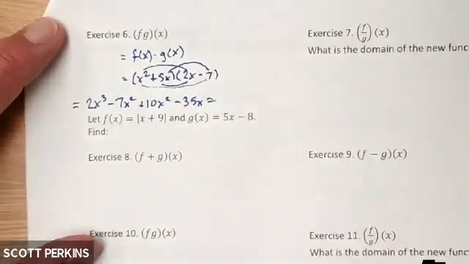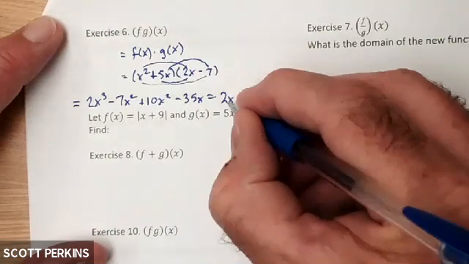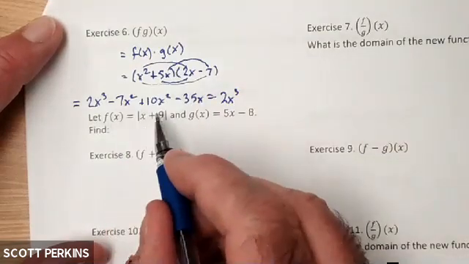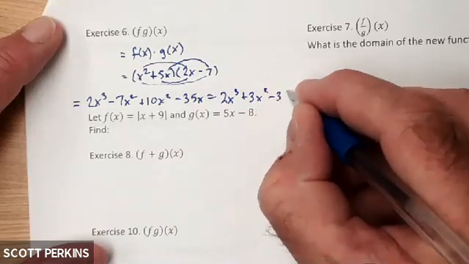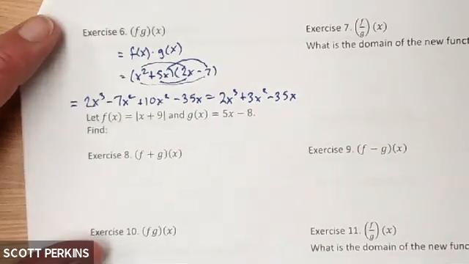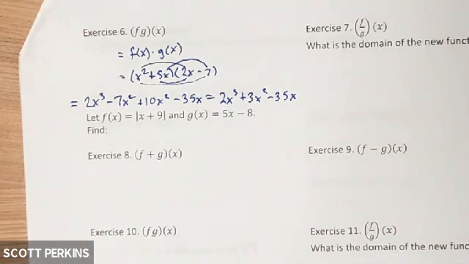I've got one more thing to do. That's 2x cubed. I'm going to collect these like terms in the middle and get 3x squared, and then minus 35x. And that is my answer. That's the product function.